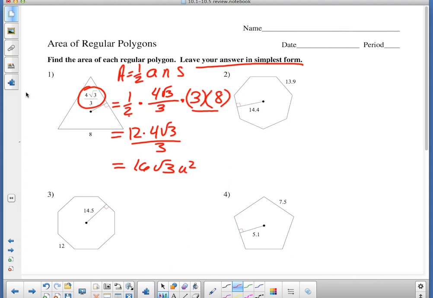Okay. Now that's my simplest form, but let's see if I decide to multiply that, that's 16 times the square root of 3, 27.71 units squared.